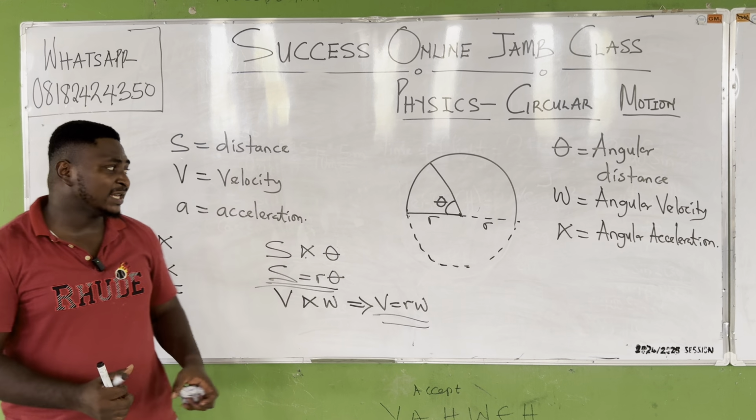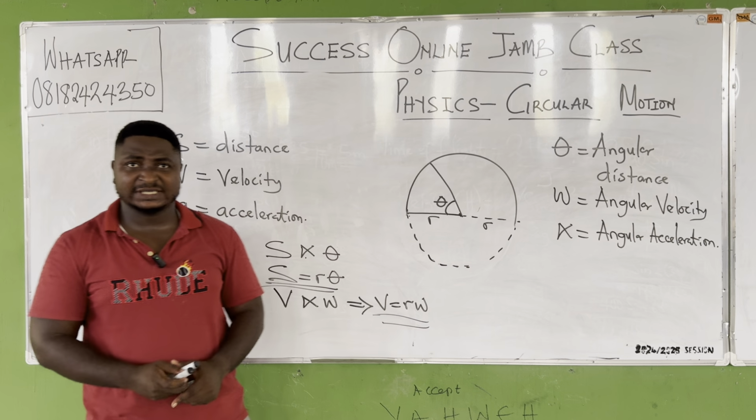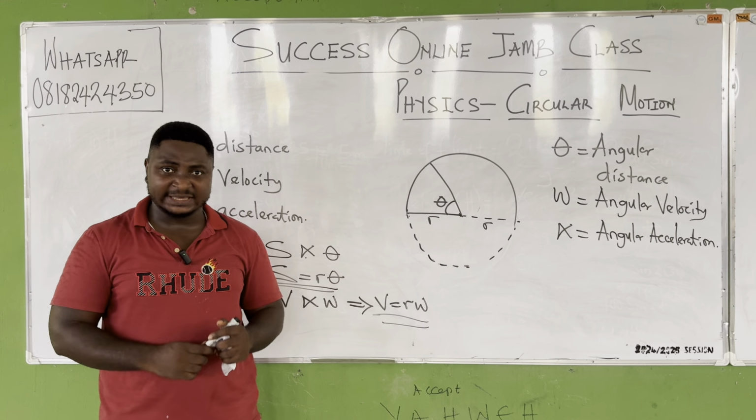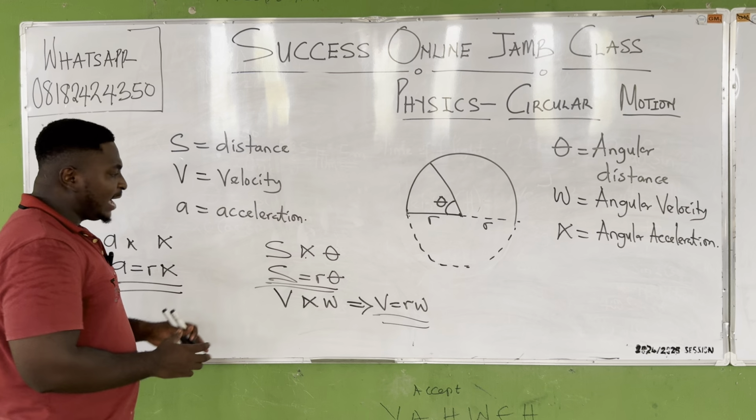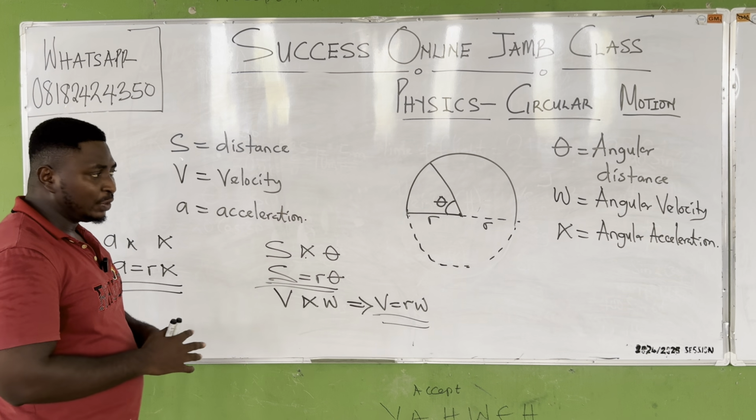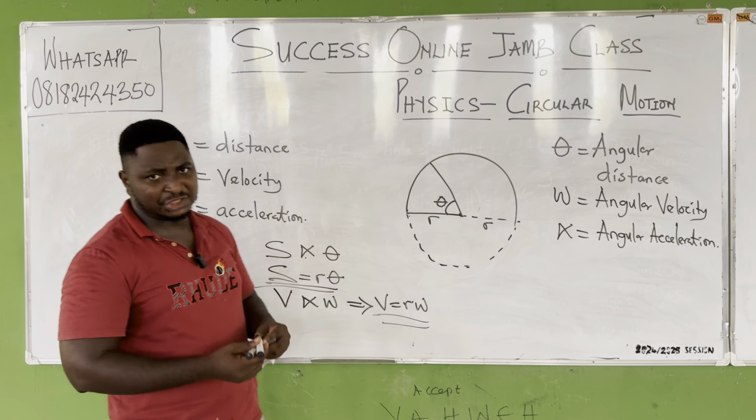This formula links the parameters of linear motion to those of circular motion. So they are very, very important that you take note of them. Now, apart from this, there are other things you should also know. There's what we call the centripetal acceleration.